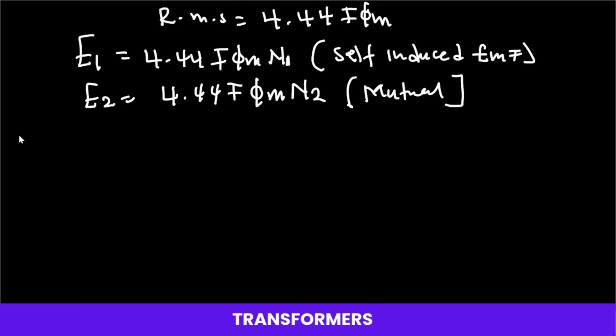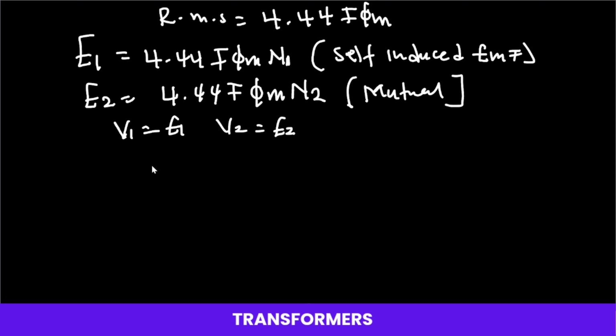Okay, so we are going to discuss the transformation ratio. In our first video, we discussed how to derive the EMF of a transformer, and we noted that for a no-load ideal transformer, V1 is equal to E1, and V2 is equal to E2, where V2 is the terminal output voltage.